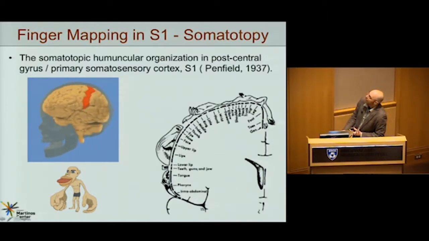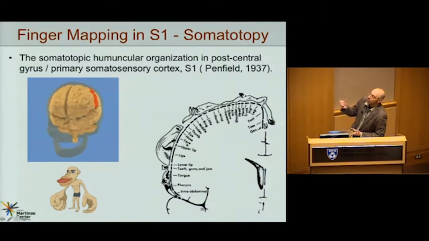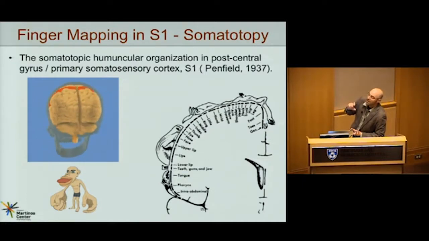And so you can see that the hand is represented over here, and this is typically what we're going to be focusing on for carpal tunnel syndrome, but you also see the face, with large areas. Large areas means large numbers of neurons, and that's completely mapping with the sensitivity of our body.